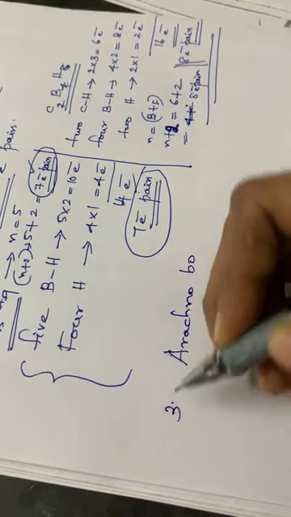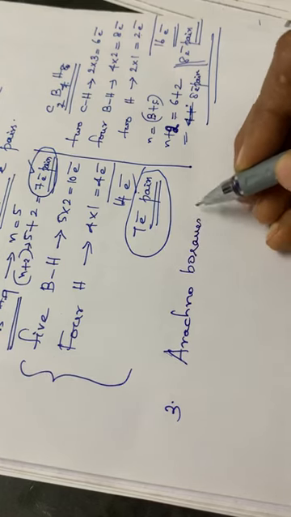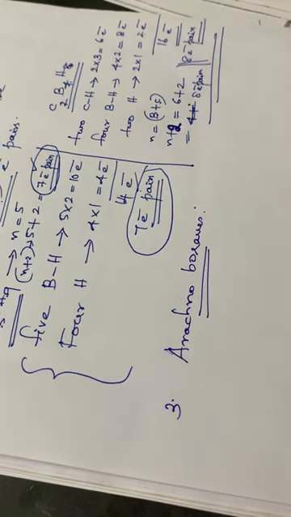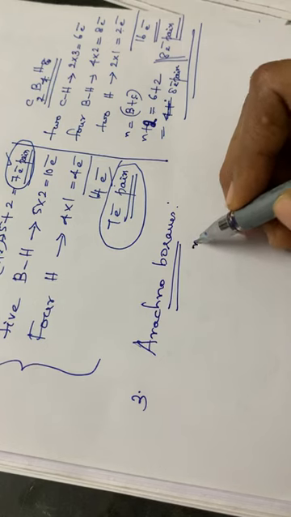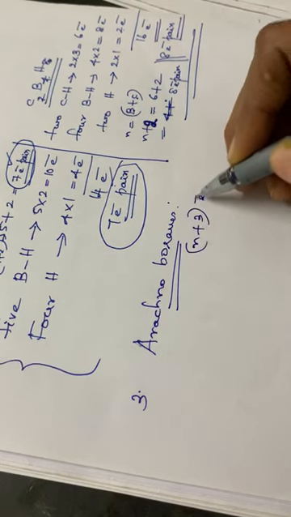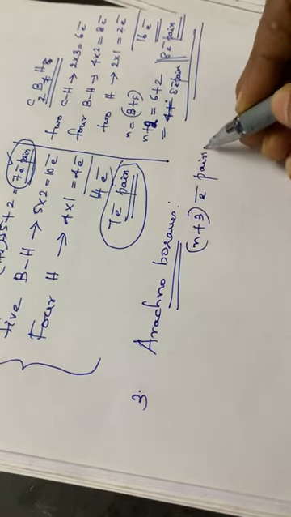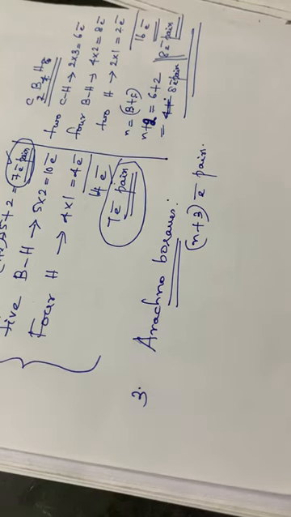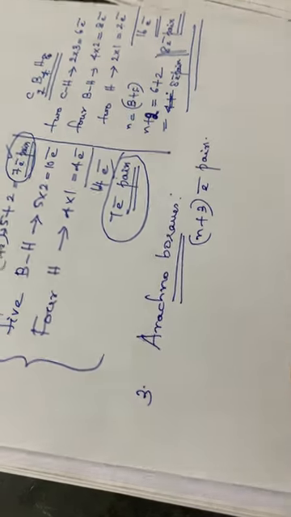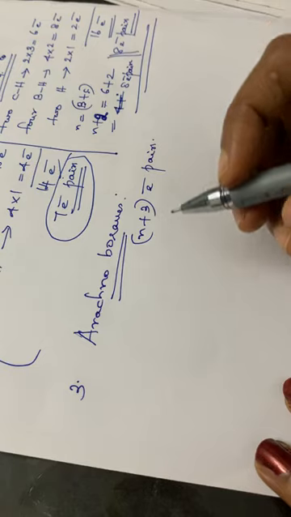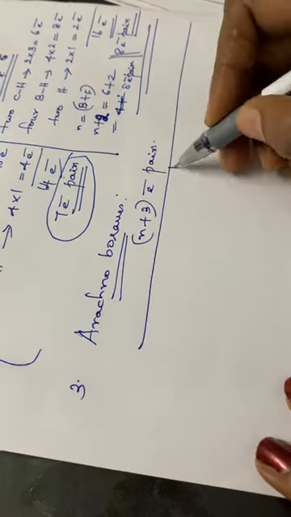The third category is arachnoboranes. For arachnoboranes, the general formula is n plus 3 electron pairs. So you have to use the formula n plus 3. First of all, you have to identify whether it is a closo, a nido or an arachno species.